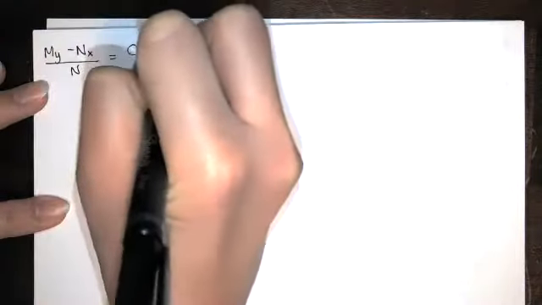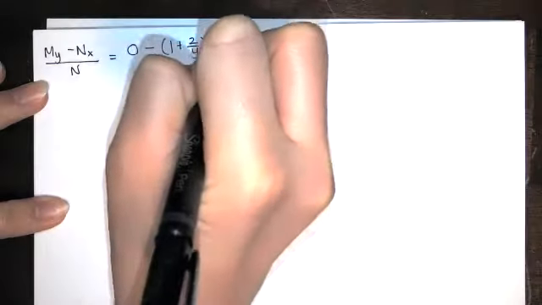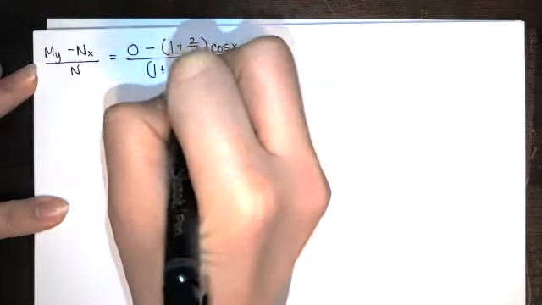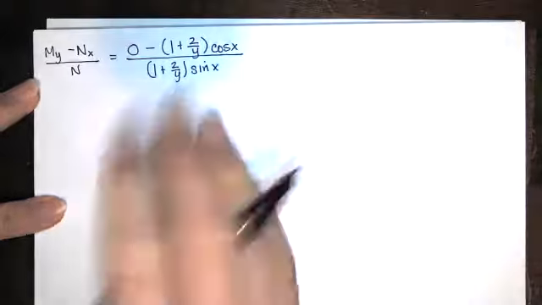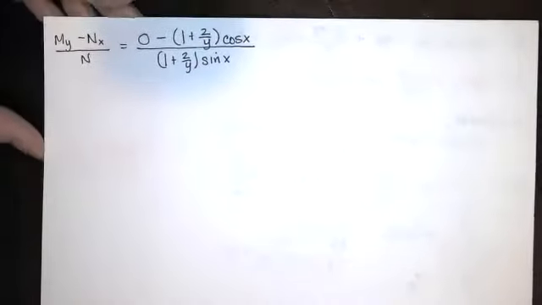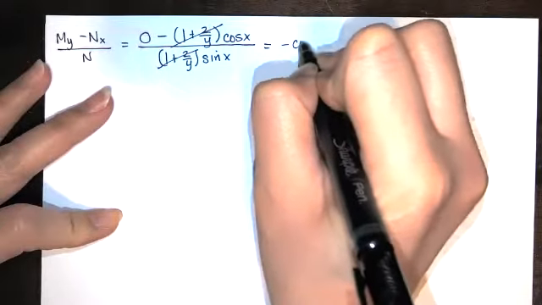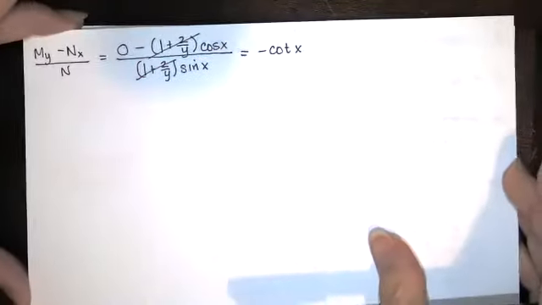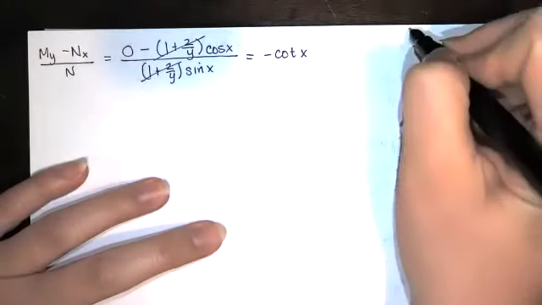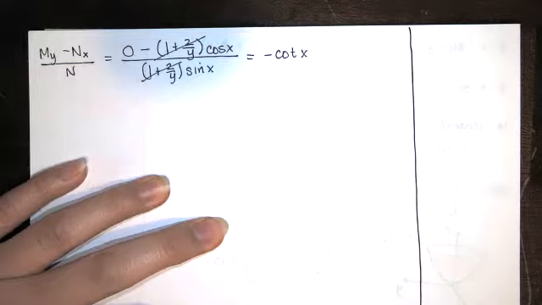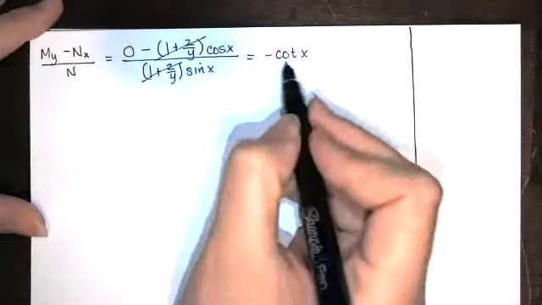So we have 0 minus 1 plus 2 over y times cosine of x, divided by N, which was 1 plus 2 over y times sine of x. Let me make sure that that's right. Yep, that was our N. And these reduce. That's actually really nice. That's a function of x only. So we've got negative cosine of x over sine of x, which is negative cotangent of x. And so that is a function of x only.